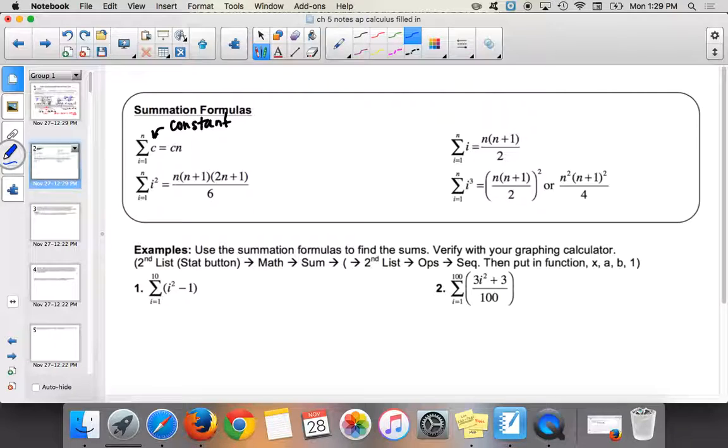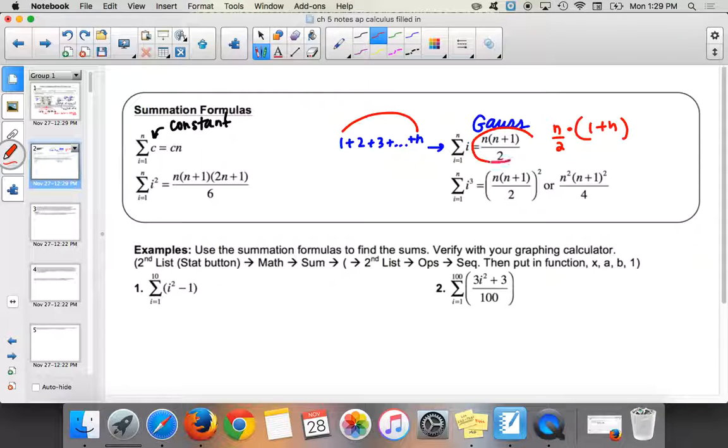The next one is the Gauss formula. So if I had the summation of i, that's 1 plus 2 plus 3 all the way to N. So what do we do? We add the first and the last, so 1 plus N. And then we multiply by the number of pairs. We have N divided by 2 pairs. Do you guys see where that formula comes from? You got it? Same thing. N times N plus 1 all over 2. It's the Gauss formula.